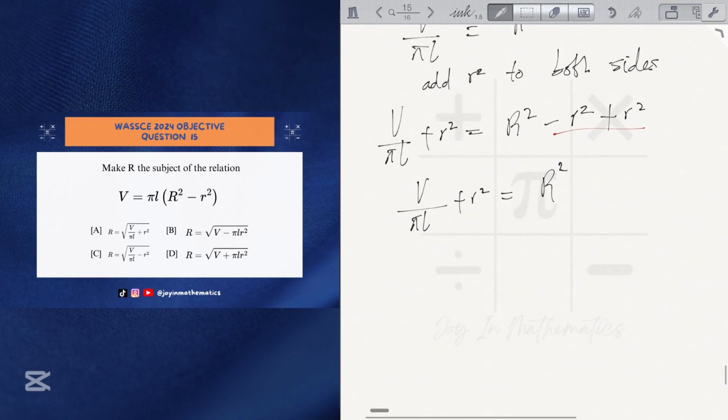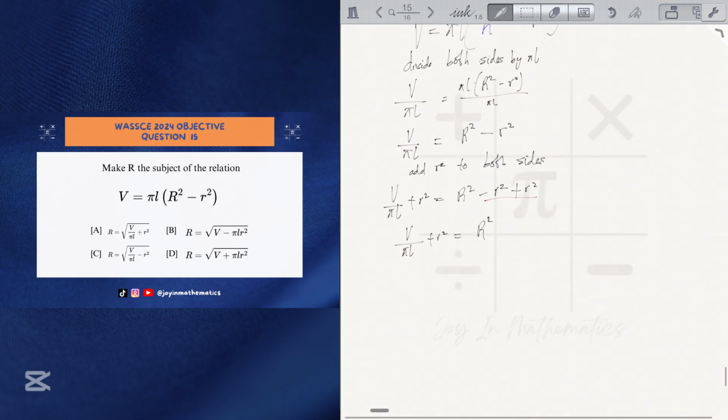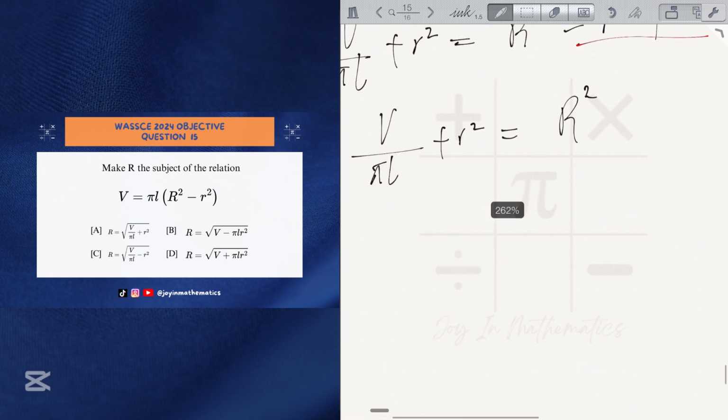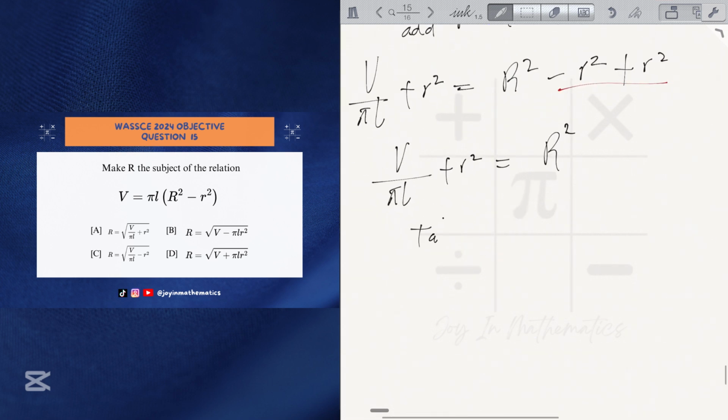So all we just have to do now is to take square root of both sides. So with this, take square roots of both sides.